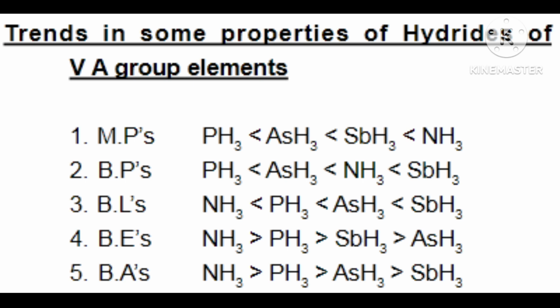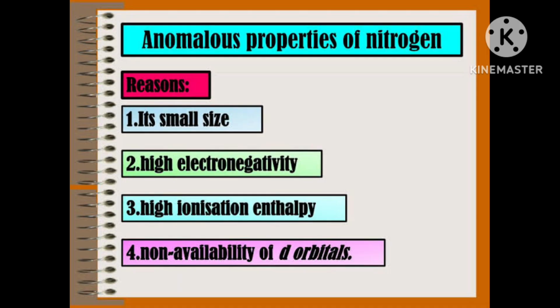Then here the melting point of PH3 is less than NH3. NH3, its value is 185.5. And what about arsenic hydride? It is a little more, 210 Kelvin. And what about antimony? Antimony is further more, 254, and bismuth, 290, correct? Then there is a gradation, but sometimes some variation is there, okay?